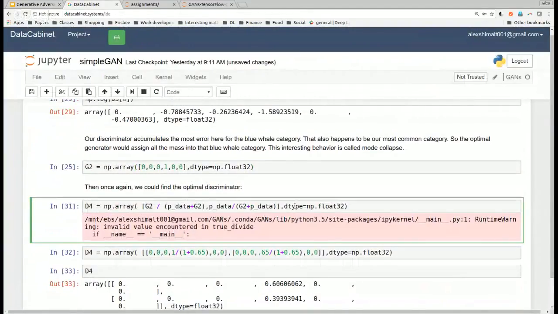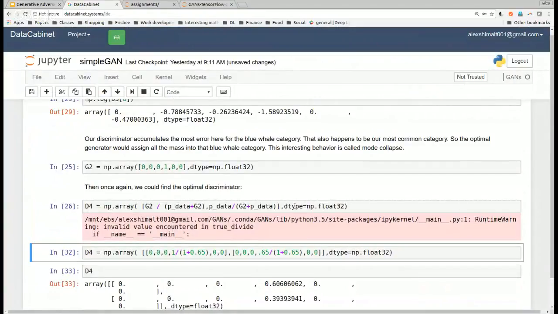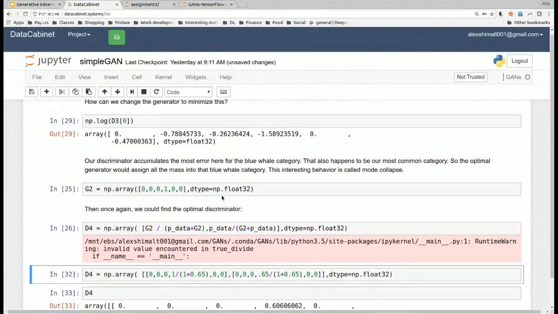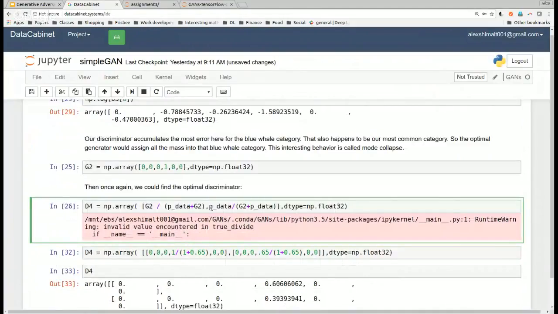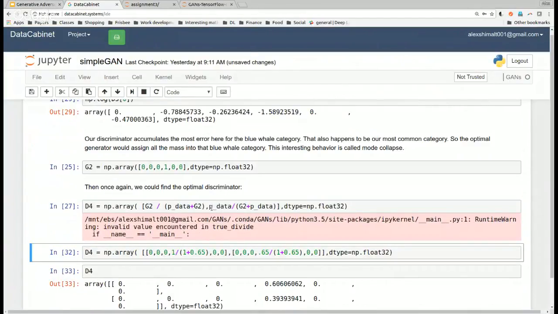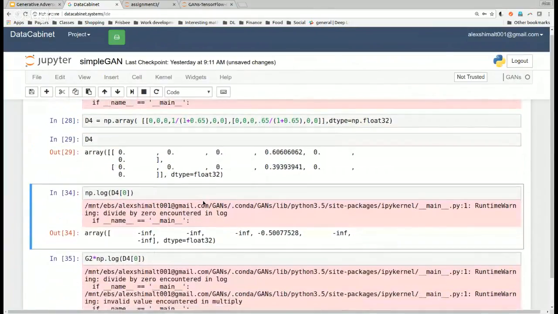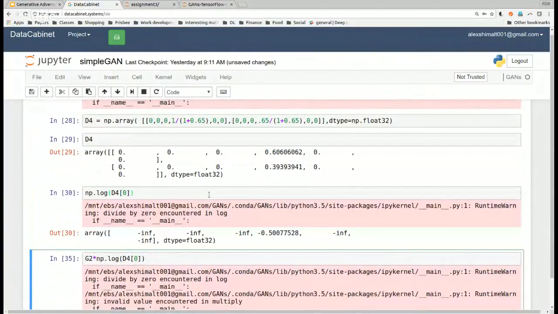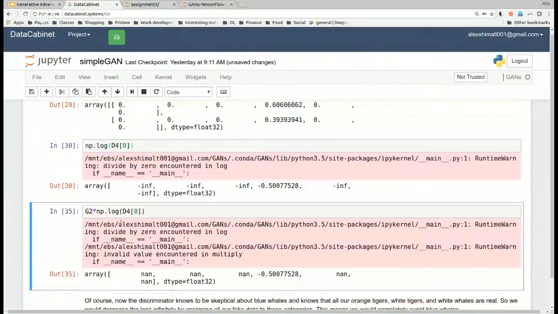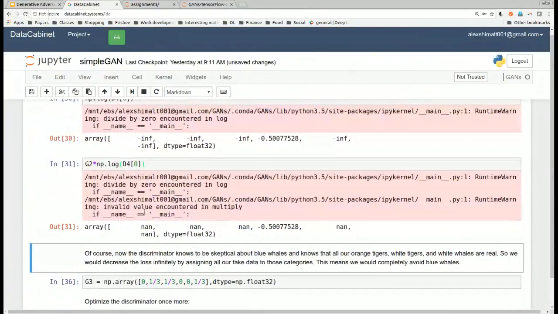I'm going to move through this a little bit more quickly. So we have this new generator, and now we're going to find the optimal discriminator once again, like before. Since we know P of data and now we know P of gen, we can calculate the optimal discriminator. Okay, we calculate it, and now we're going to look at this generator loss again. So what happens here? We've determined, given our second generation of our generator, that everything is a blue whale. Now we're going to calculate this loss for it, and we're going to try to maximize.